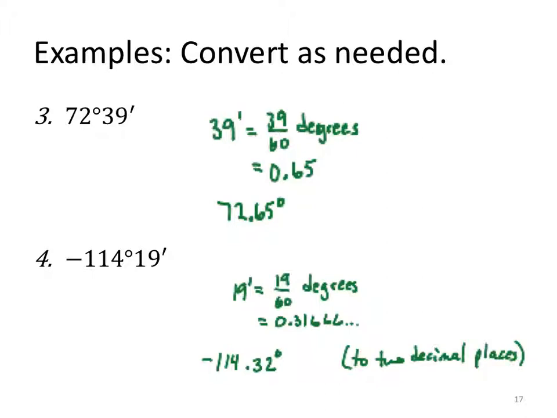Negative 114 degrees, 19 minutes. Let's take care of that 19 minutes. That's 19 sixtieths of a degree. And this is a repeating decimal. If I go to 2 decimal places, this will be a negative 114.32 degrees. Always round according to what your instructor or your homework system says.